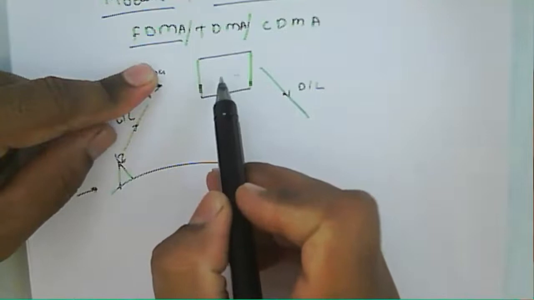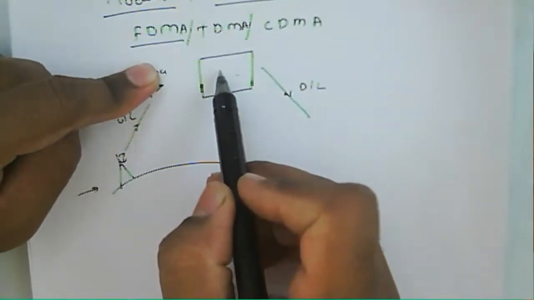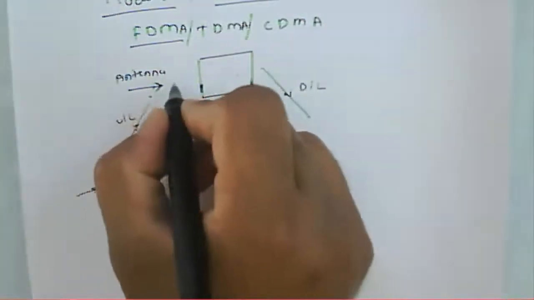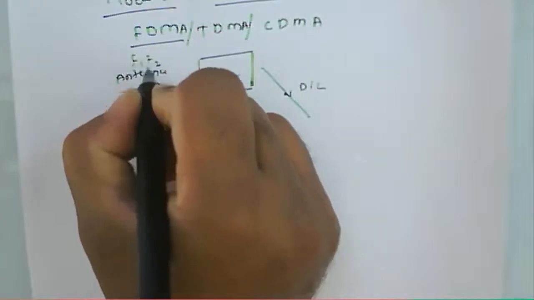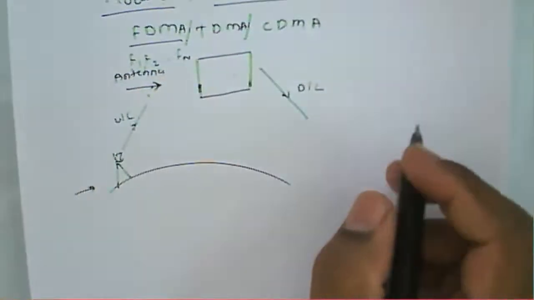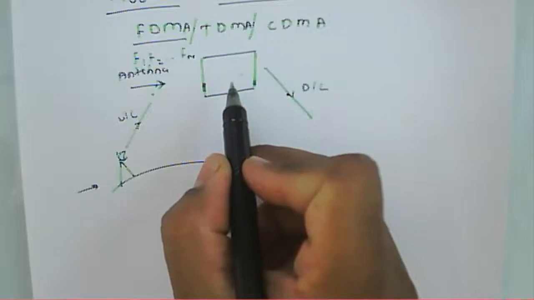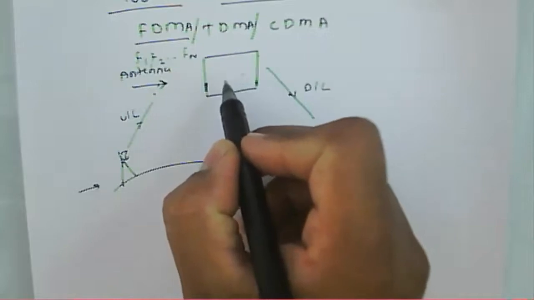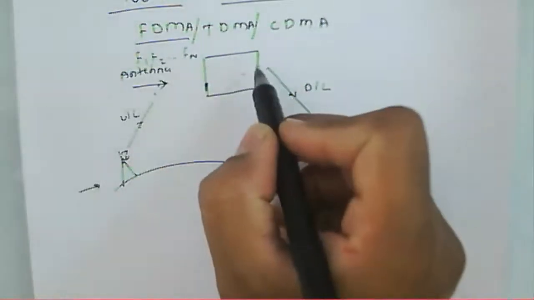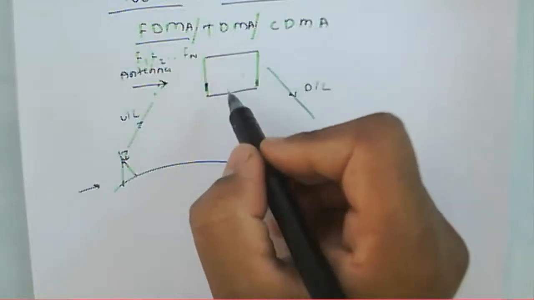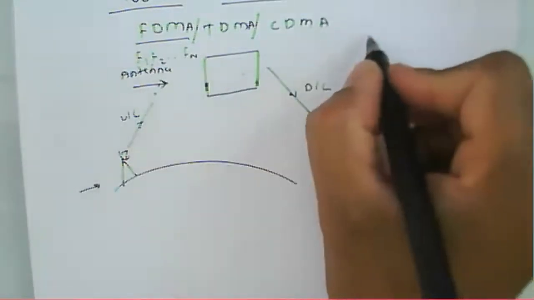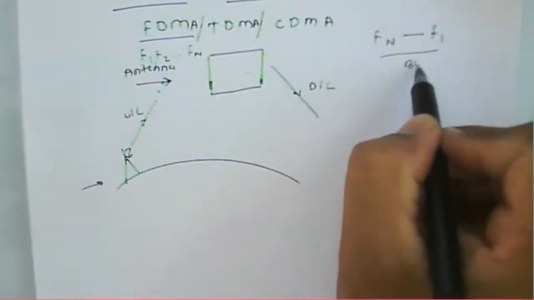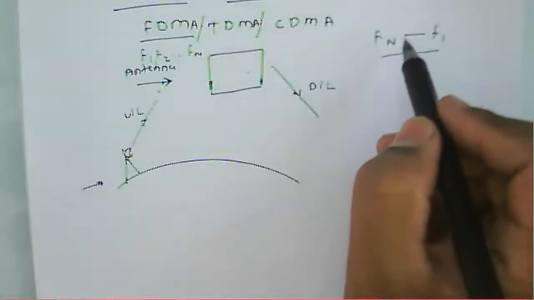A transponder operates at a particular band. If we consider n number of carriers propagating through it, all those n carriers are the input to the transponder, meaning there are carriers F1 to Fn. The bandwidth is Fn minus F1, which is the operating bandwidth.